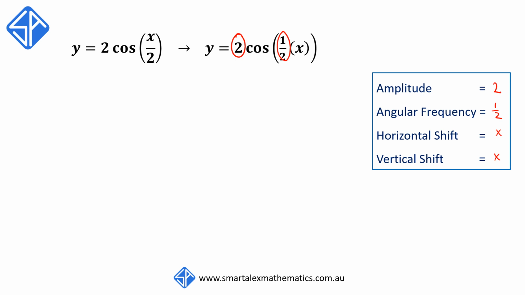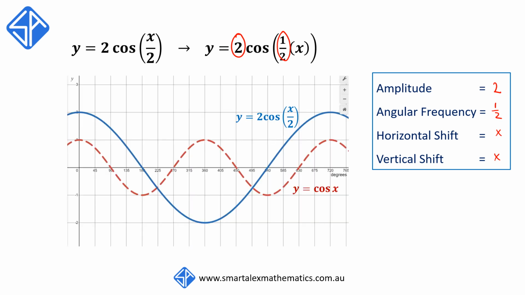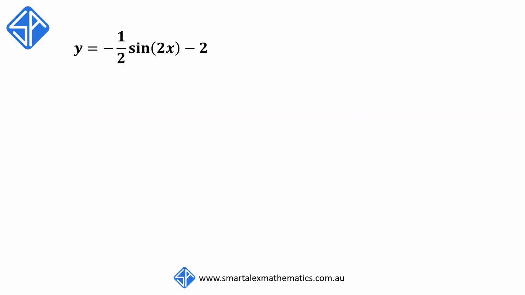And here's the graph of the transformed function. The red graph is the original function y equals cos x, and the blue graph is the transformed function y equals 2 cos x divided by 2. Note here that the amplitude has changed from 1 to 2. The angular frequency is 1/2, which means that we can only complete half a cycle within 360 degrees. So if we want to complete a whole cycle, it would take 720 degrees.